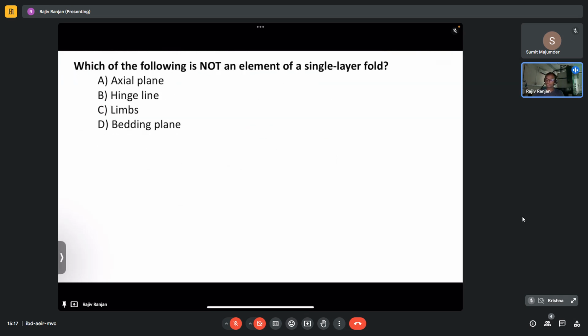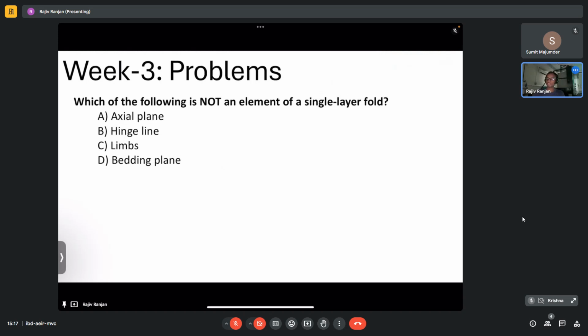Okay, which of the following is not an element in a single layer fold? So we learned through the lecture there are several elements of a fold. So what do you think? Axial plane, hinge line, limbs, bedding plane. Which of these is not an element of a single layer fold? So we can see the axial plane if we have a fold.